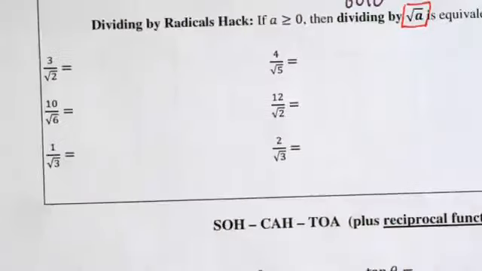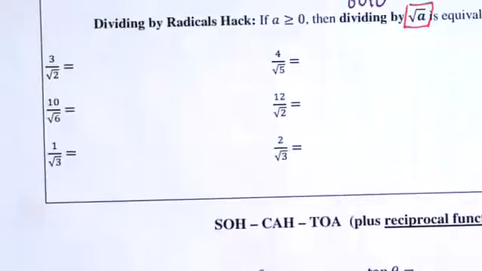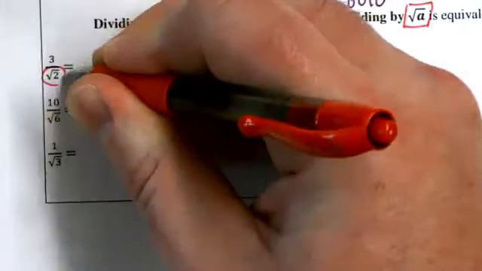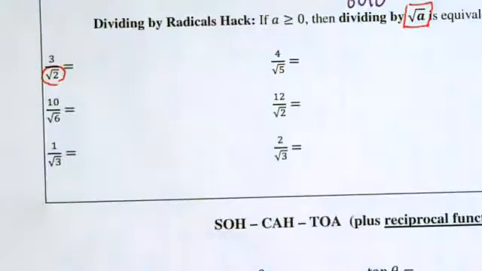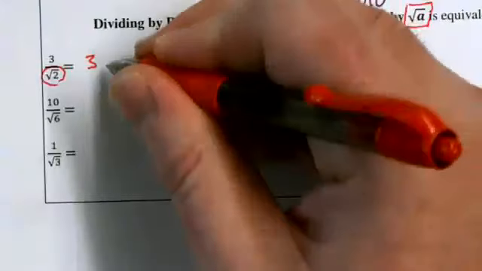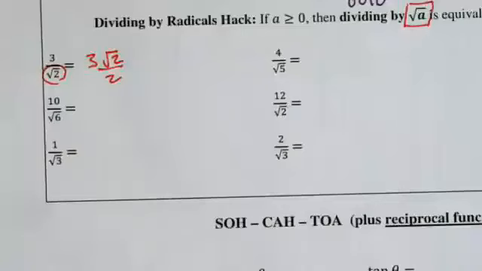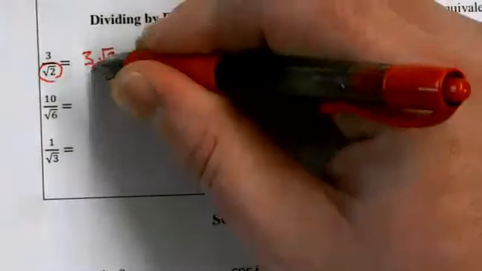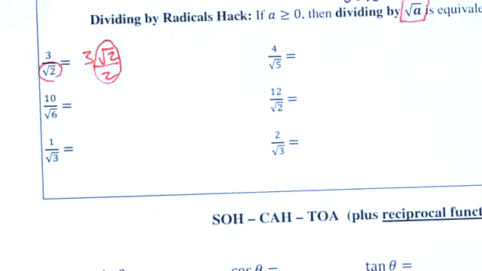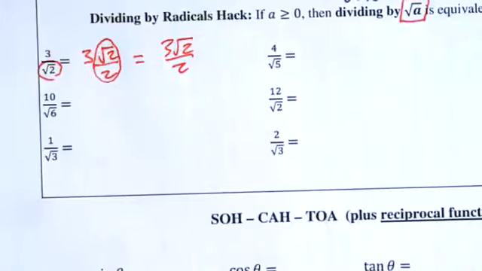Okay, so this is how you use this to your advantage. You're going to run into a problem where you're going to have 3 over radical 2, and you're going to say, oh, division by radical 2. That's the same thing as taking that 3 and multiplying it by radical 2 over 2. And that's it. That's my answer, 3 radical 2 over 2. So this radical 2 on the bottom becomes 3 times radical 2 over 2. So my final answer for this would be 3 radical 2 over 2. That's it.